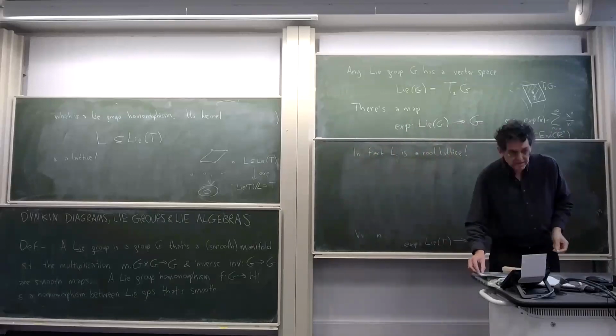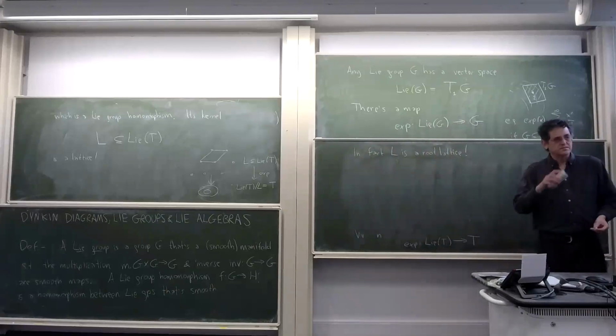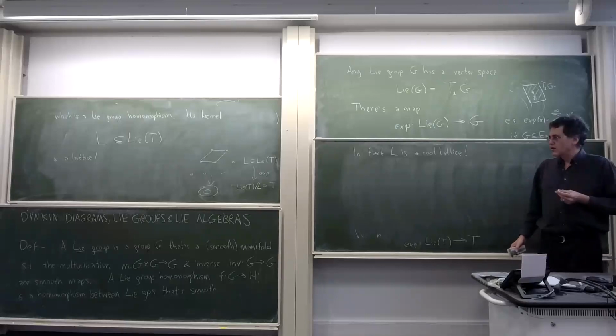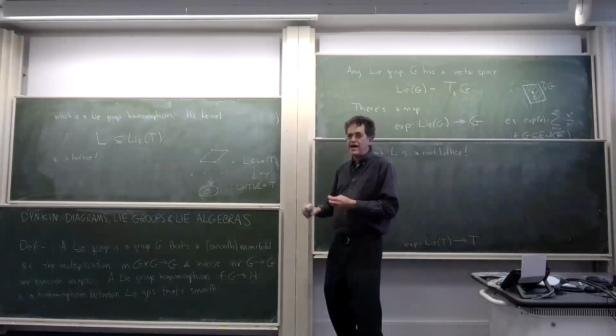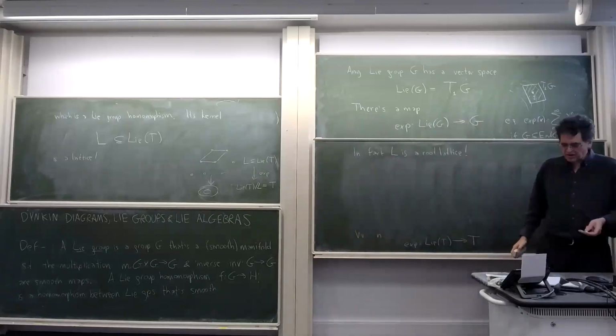John, yes. The usual definition of root lattice I've seen involves looking at the action of Lie of T on Lie of G, and then you get the roots that way. Can you explain why? So I explained why it's a lattice. Okay, why is it the root lattice? Okay, well, I don't know.